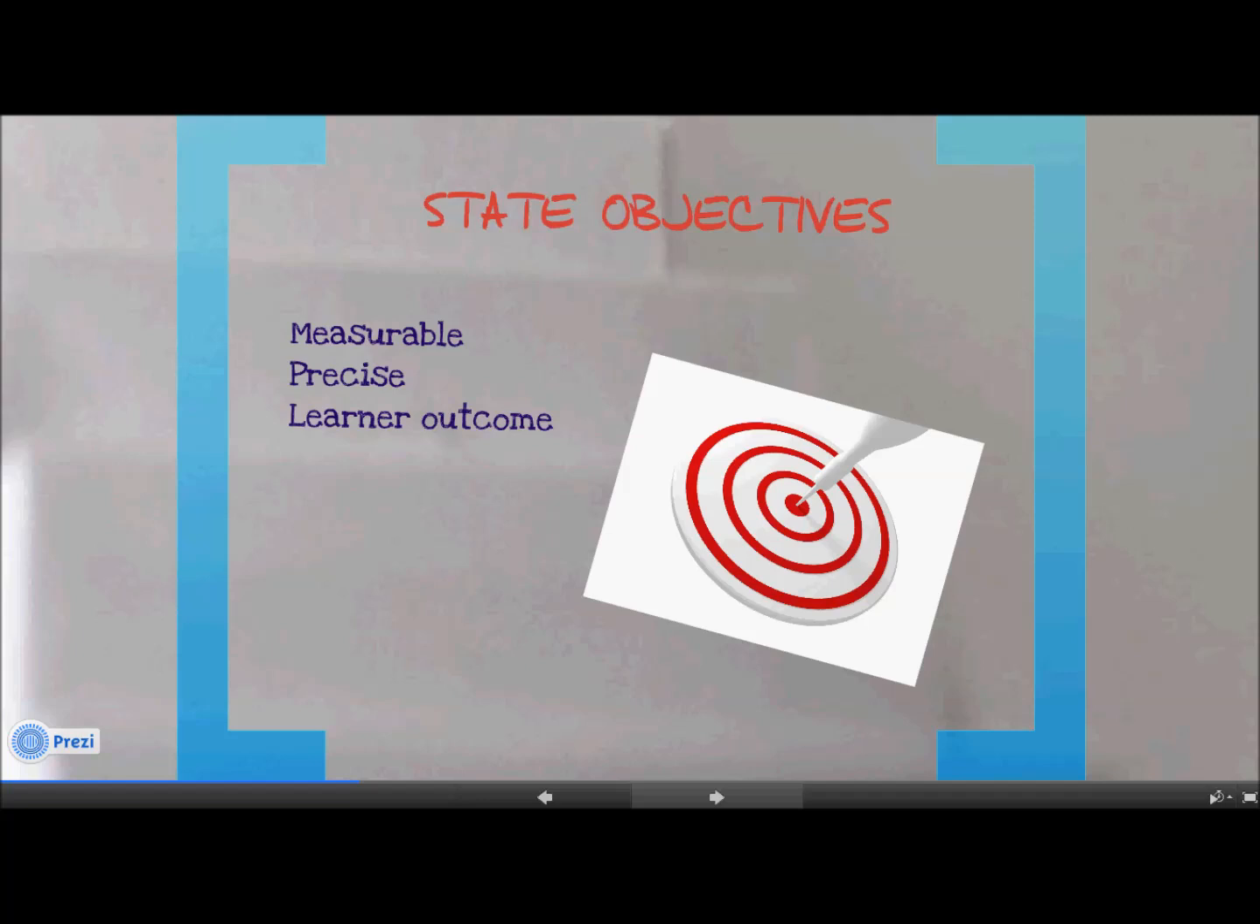I see this all the time, especially with new teachers. They go, okay, students will understand. Well, you can't test understand. It has to be measurable. Students will be able to list. Students will be able to compare and contrast. The more precise you are, the better your outcomes will be.